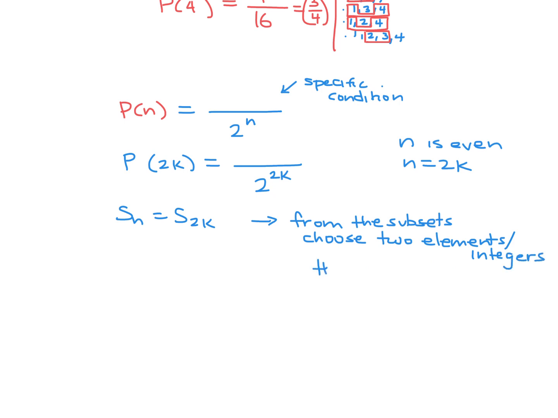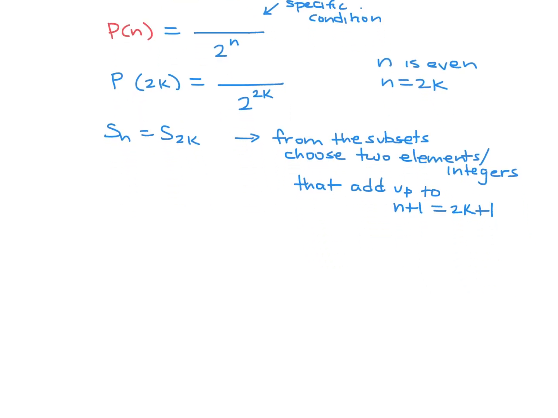That add up to n plus 1. So in this case, that would be 2k plus 1. Okay, so we have certain variations. The subsets could be like 1 and 2k, that adds up to 2k plus 1. Or 2 and 2k minus 1, that adds up to 2k plus 1. 3 and 2k minus 2. And so on, right? And so on.